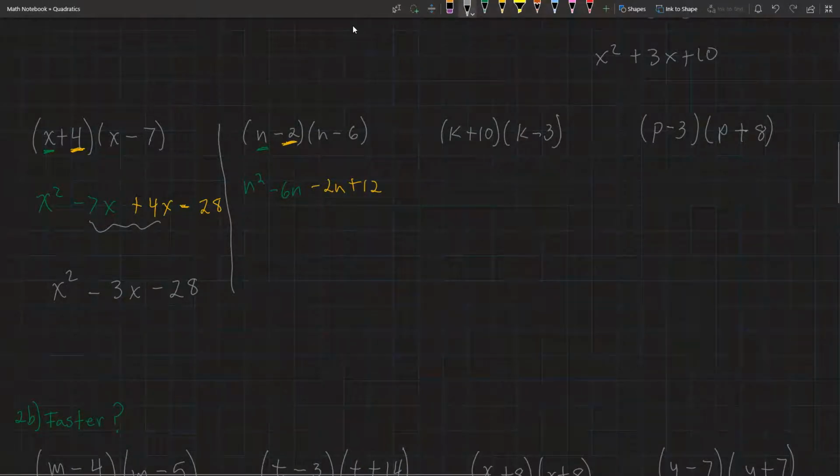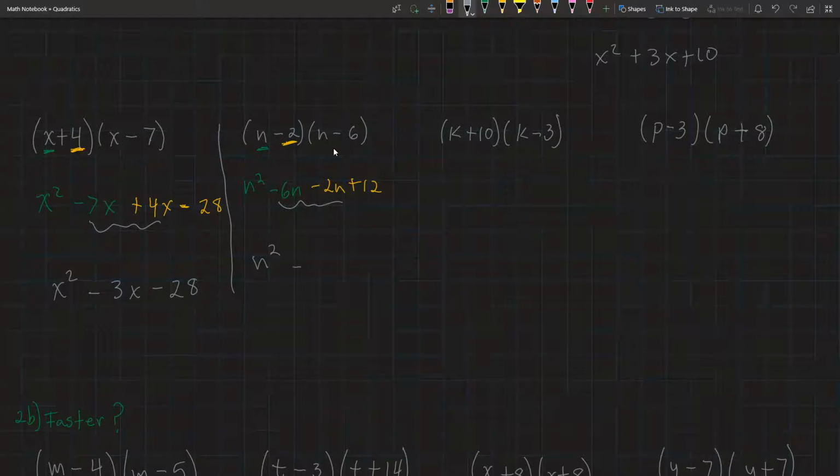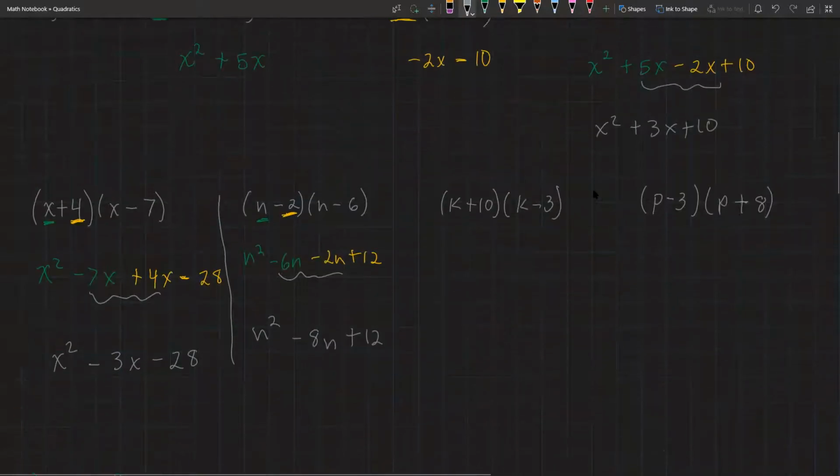Again, we're going to take our sum of the like terms, and n squared. Negative 6 minus 2 becomes negative 8. And then plus 12. Cannot be simplified further. Okay, good. Did better with space that time.